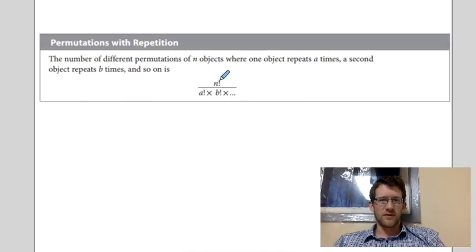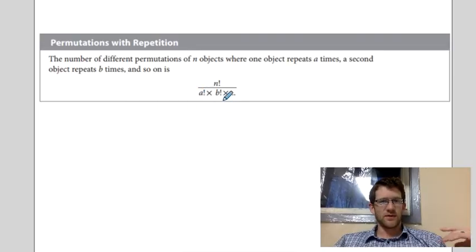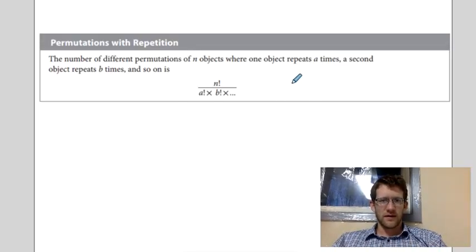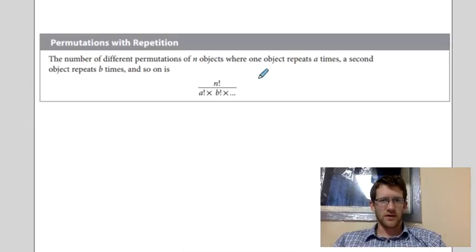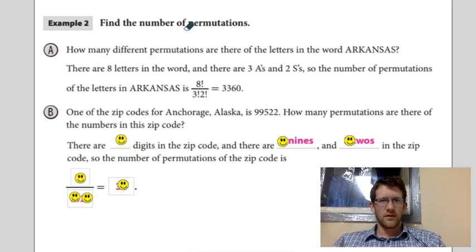And so this gives us our general form. If we have n objects, but some repeat a number of times, and some repeat b number of times, and some repeat c number of times, etc., we can just take our n factorial and divide that by a factorial, b factorial, c factorial. It even holds up for one object, right? We only have 1 O, so if you divide by 1 factorial, well, that's just dividing by 1. It doesn't do anything, so we can just ignore those. We'll do a few examples, and it should be really clear.